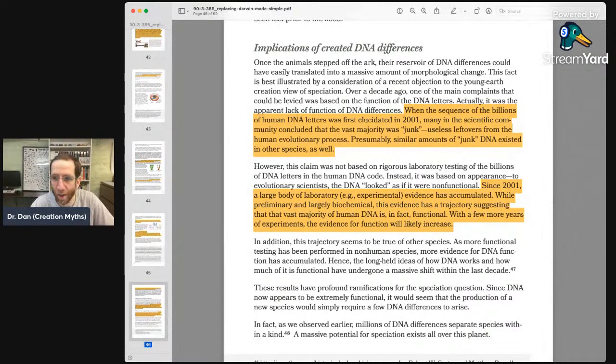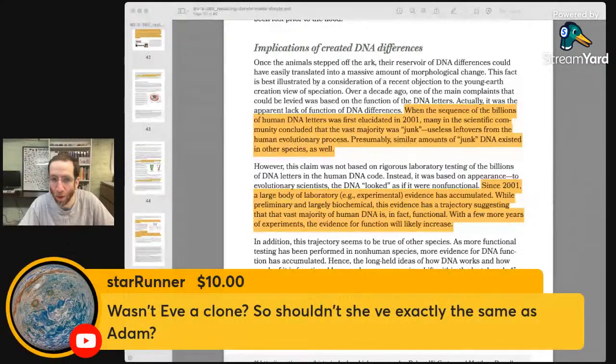Oh, we have a super chat, and that's very generous. Thank you. Here, let me just put this up because this has a question. Star Runner for $10. Thank you, sir, or ma'am, or thank you. I don't want to gender you. Wasn't Eve a clone, so should have had the exact same as Adam?